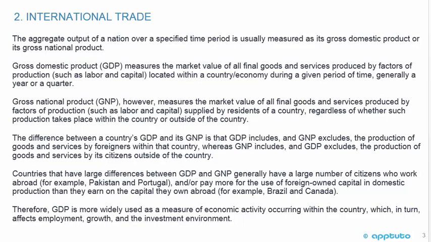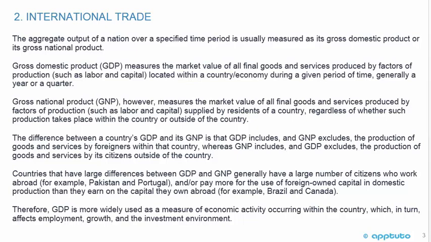Gross domestic product measures the market value of all final goods and services produced by factors of production, such as labor and capital, located within a country's economy during a given period of time, generally a year or a quarter. Gross national product, GNP, however, measures the market value of all final goods and services produced by factors of production, such as labor and capital, supplied by residents of a country, regardless of whether such production takes place within the country or outside of the country.